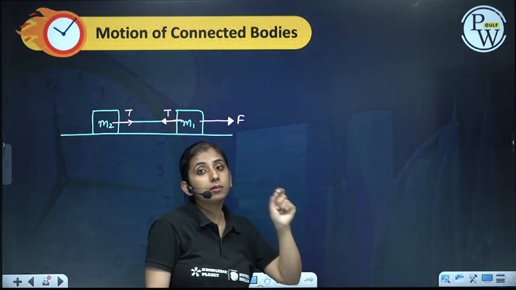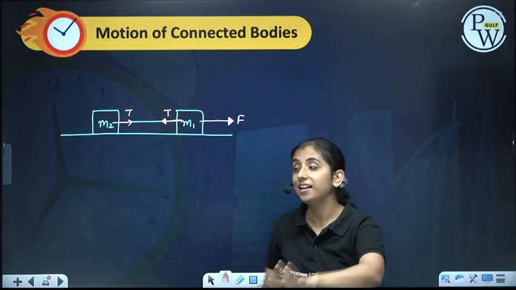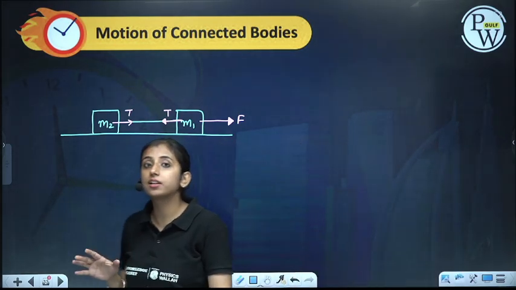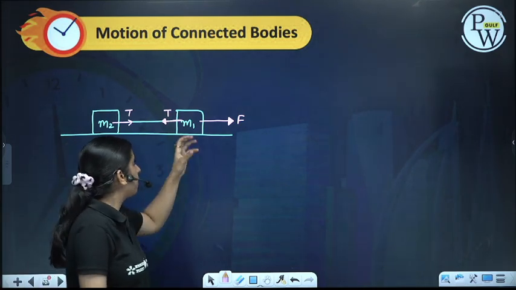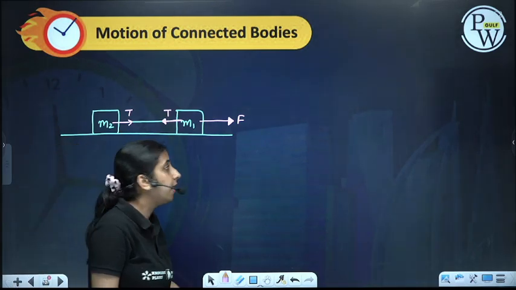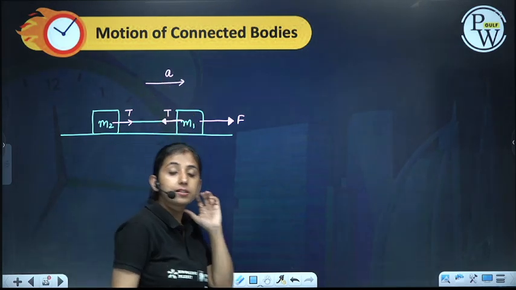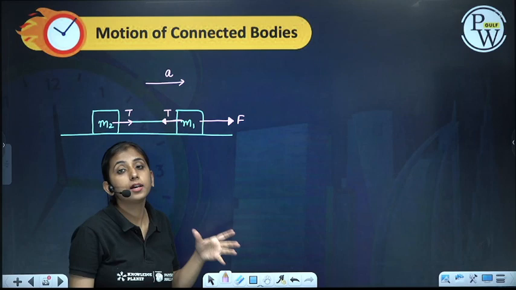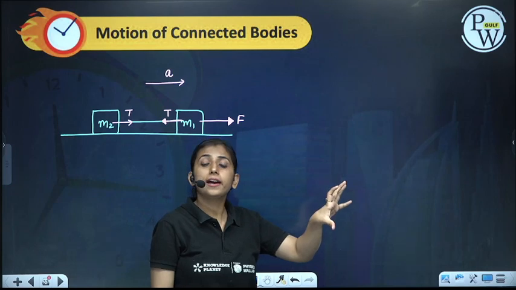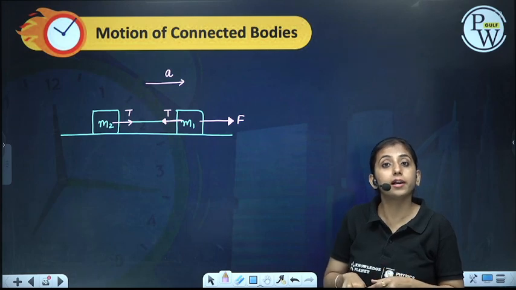Tension will remain the same as long as the string is the same. So tension T is acting backwards on M1 and the same tension T is acting forward on M2. Now because force F is acting, the system will accelerate forward. If M1 is moving with acceleration A forward, M2 also has to move with the same acceleration because they are connected by the string.